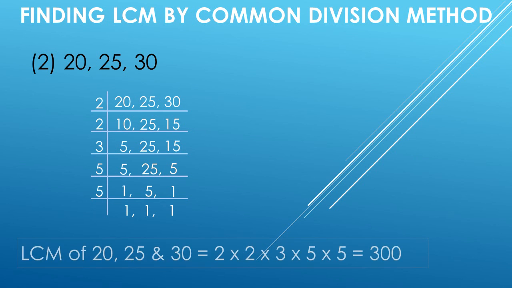So the LCM of 20, 25 and 30 is equal to 2 multiplied by 2 multiplied by 3 multiplied by 5 multiplied by 5. Do the multiplication. 2 2s are 4, 4 3s are 12, 12 5s are 60 and 60 5s are 300. So the answer is 300.